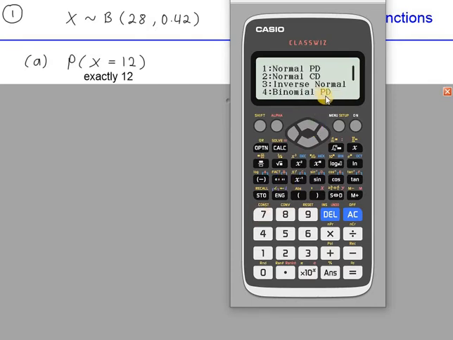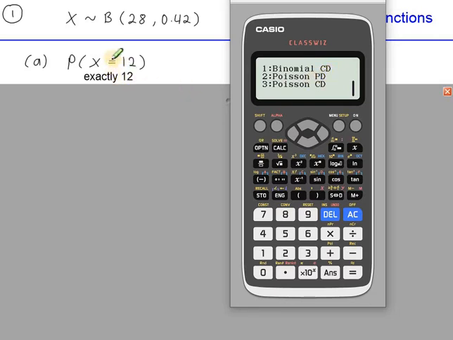Now there's two options for binomial. There's this one here, binomial PD. This does exactly what the formula did. And then there's this one, binomial CD. This is exactly what the probability tables do.